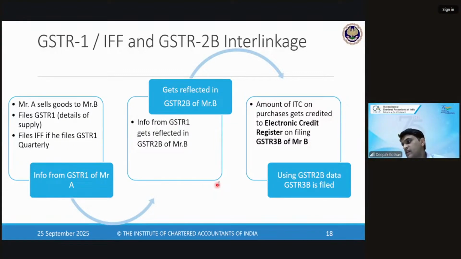Correct. GSTR 1 filing, GSTR 2B viewing, and GSTR 3B filing again. They're all there on the same portal. The portal is called gst.gov.in.